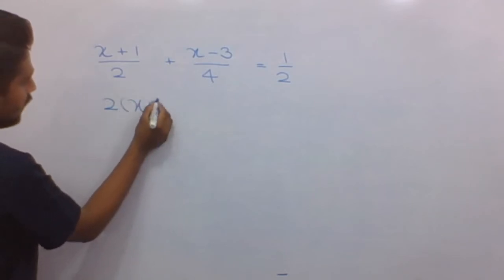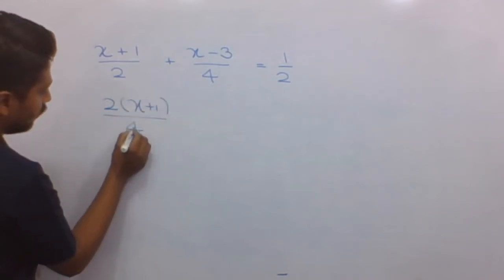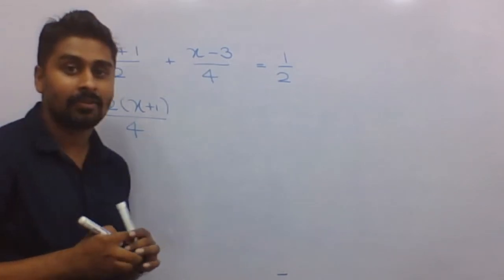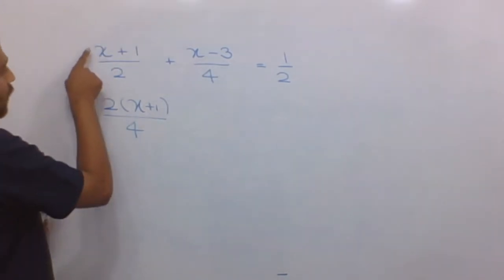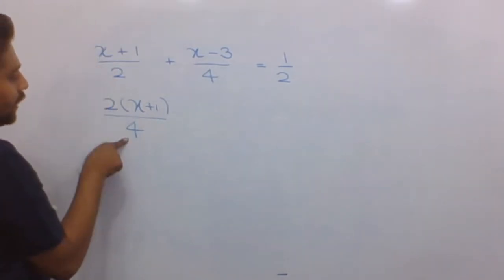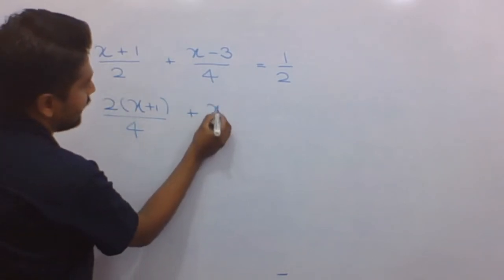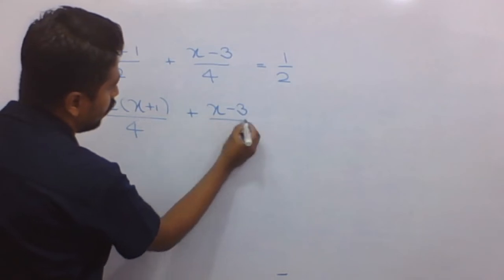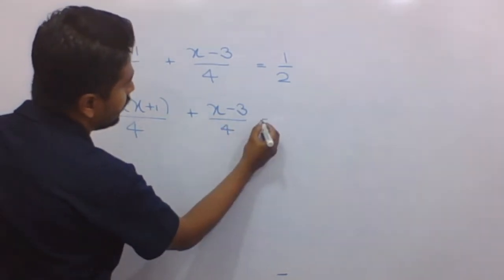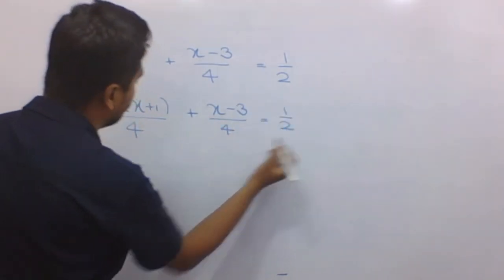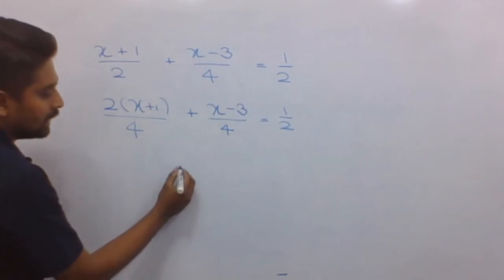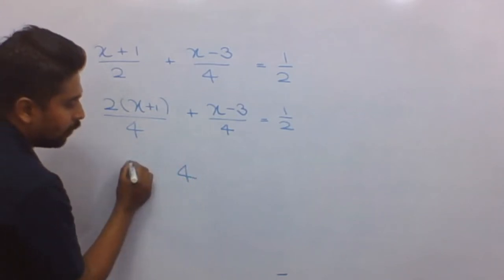2x plus 1 here 4. I think now it is clear what I am doing. Multiply both up and down by 2, make a 4 වෙනවා. උඩ එක්කෙනා multiply වෙලා හිටිනවා. So plus x minus 3 over 4 equal 1 over 2. So we know that as a common denominator it is what? 4.